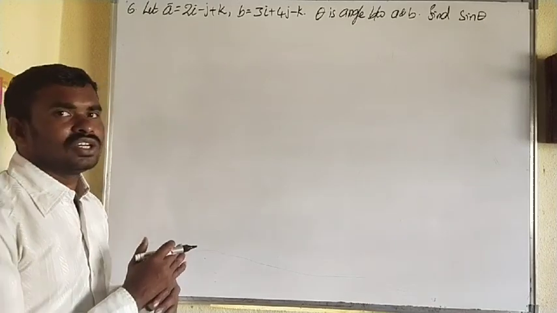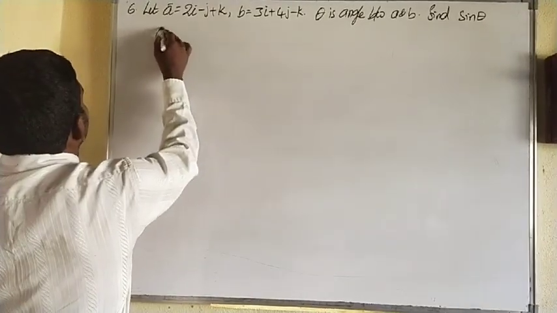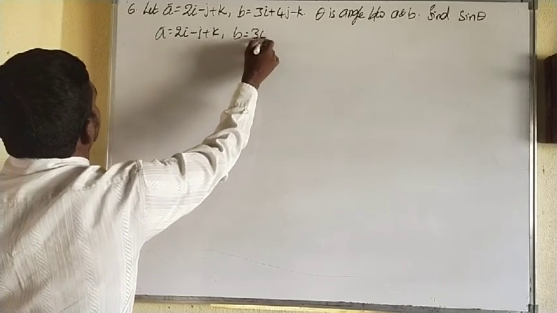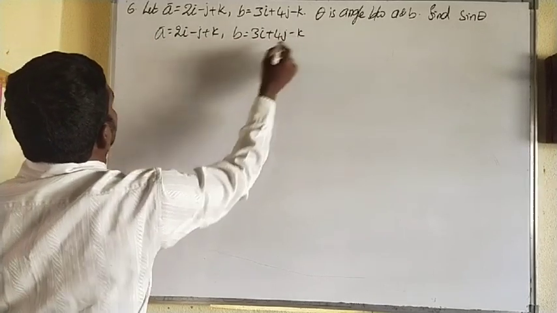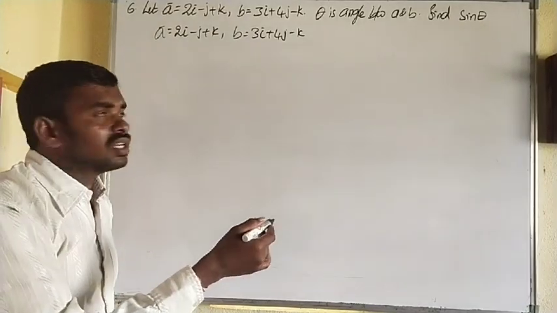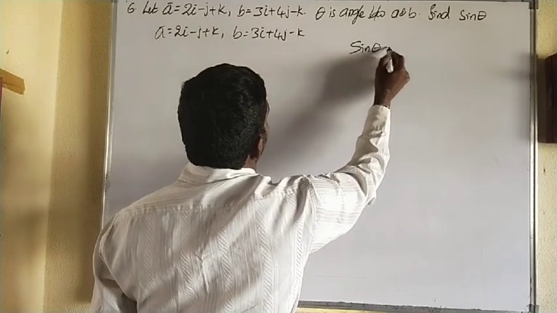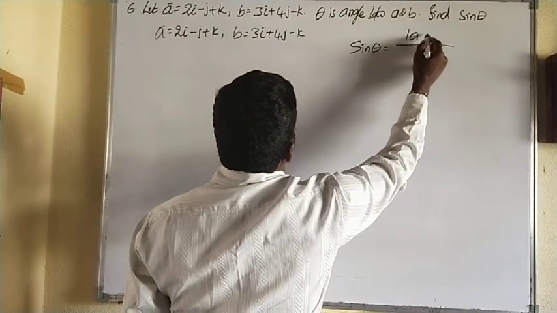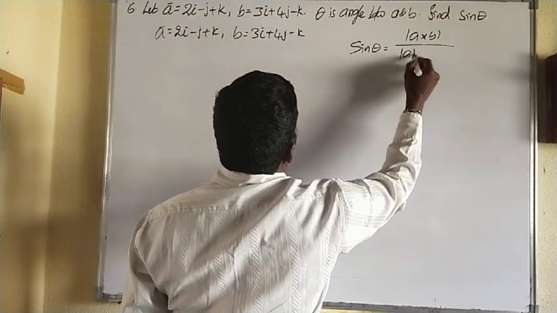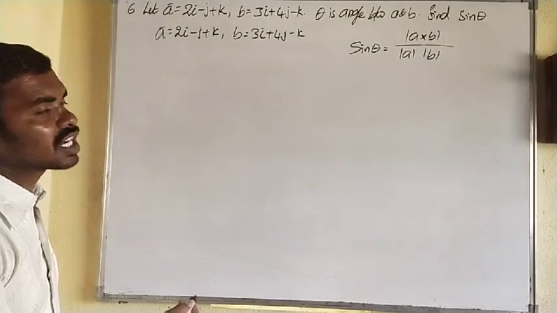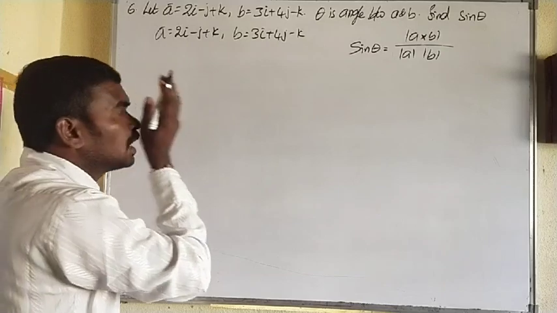Am I right? So, what is a? Given that a is 2i minus j plus k and b is 3i plus 4j minus k. So, which formula? The second formula. Okay, I use the sin theta formula. What is the sin theta formula? Sin theta equals modulus a cross b by mod a mod b. So let us find what is a cross b, what is modulus a cross b, and what is mod a, what is mod b.